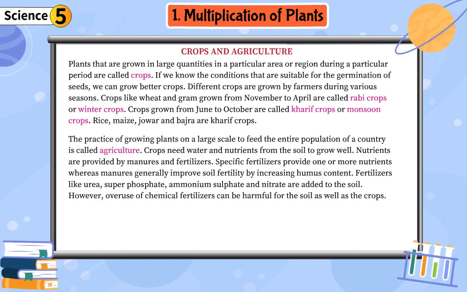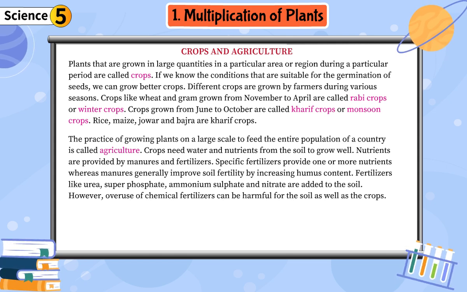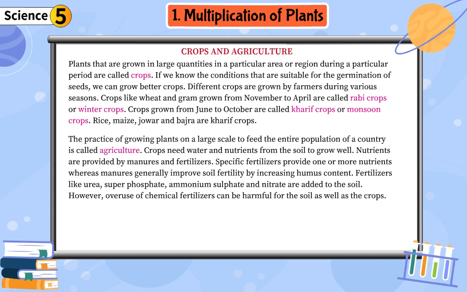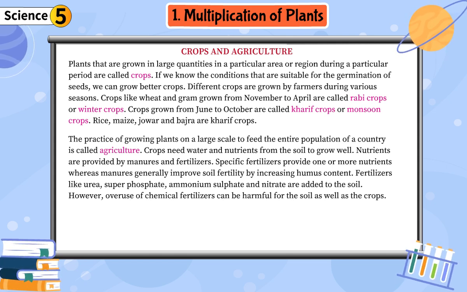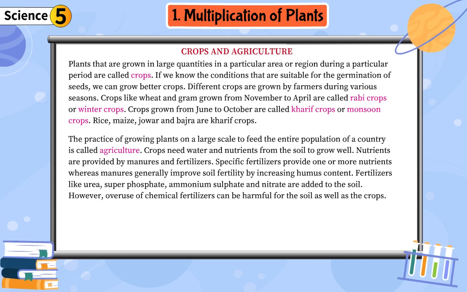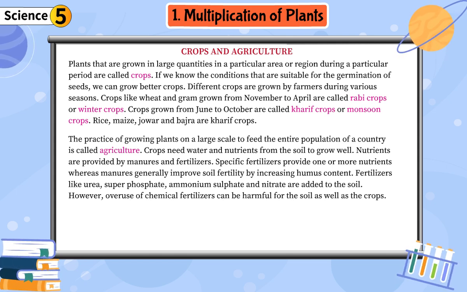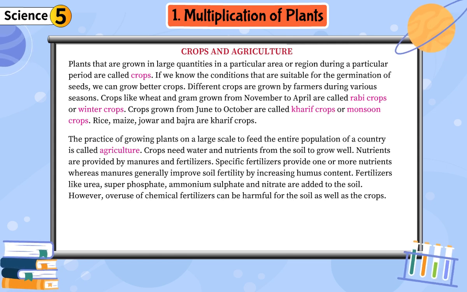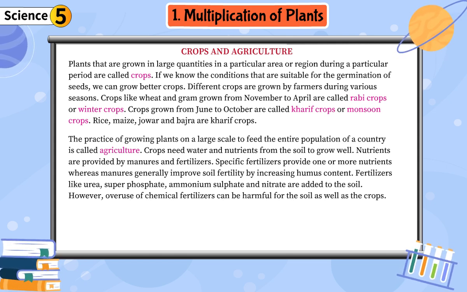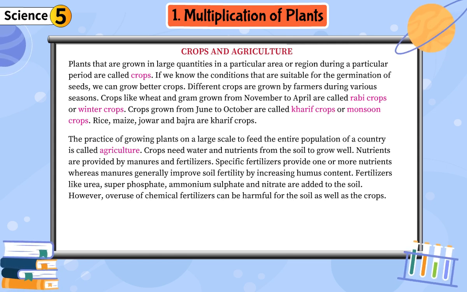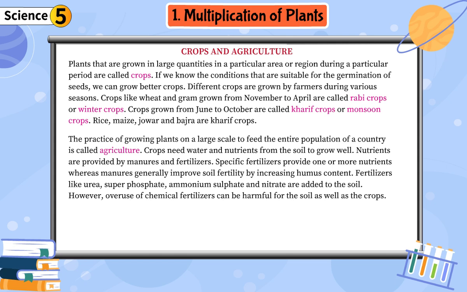Crops need water and nutrients from the soil to grow well. Nutrients are provided by manures and fertilizers. Specific fertilizers provide one or more nutrients, whereas manures generally improve soil fertility by increasing humus content. Fertilizers like urea, superphosphate, ammonium sulfate and nitrate are added to the soil. However, overuse of chemical fertilizers can be harmful for the soil as well as the crops.